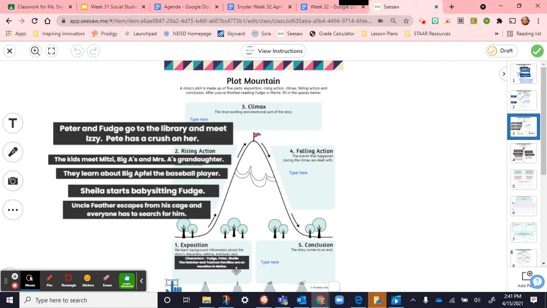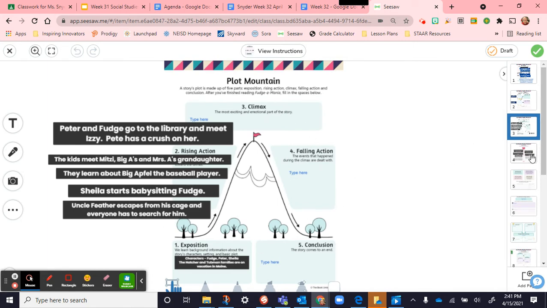So we started with the exposition, which introduces the setting, where the story is taking place, who are the characters, just some information about your characters. So we put that here on the bottom. And then our rising action, we started going through the chapters and talking about the big things that happen throughout. And we can organize it on this plot mountain.